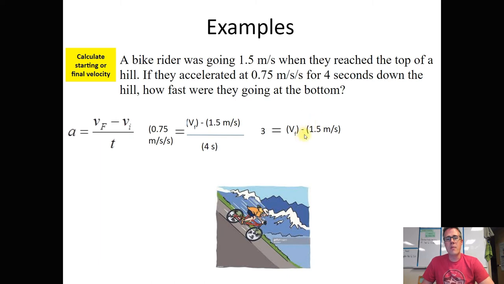Well, if we have minus 1.5, that means we're going to need to add 1.5 to both sides to get this thing out of there. And when we do, we're going to get our velocity final to be 4.5 meters per second. In other words, when this person was done at the bottom of the hill after all that accelerating, they were going 4.5 meters per second.